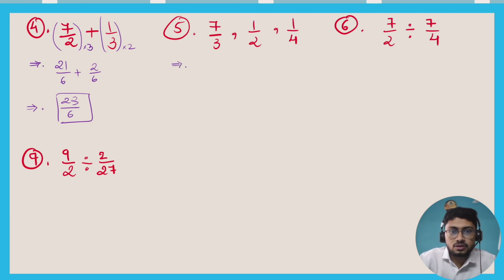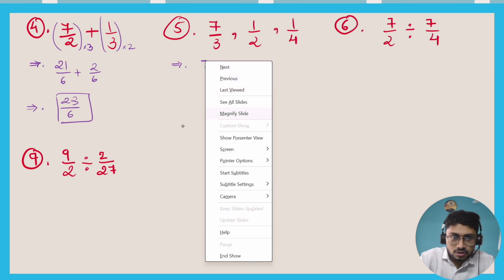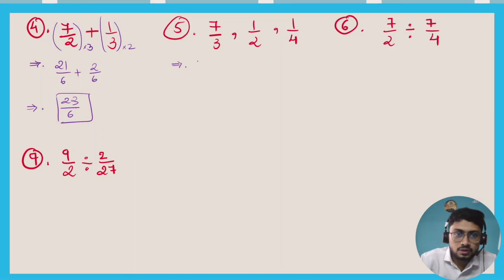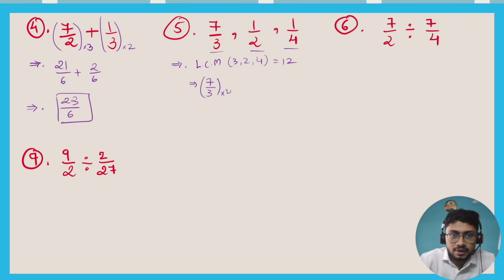Again, a question. If someone asks you, now consider these numbers and arrange them in ascending or descending order, how are you going to do it? First of all, whatever you have, convert it into like fractions. What is the LCM of 3, 2 and 4? Quick, in the tables of 3, 2 and 4, which number came first? 3 twos are 6, 3 fours are 12, 2 sixes are 12 and 4 threes are 12. So yes, 12 is there. The LCM of 3, 2 and 4 is 12. 7 upon 3 multiplied by 4, 1 upon 2 multiplied by 6, 1 upon 4 multiplied by 3.